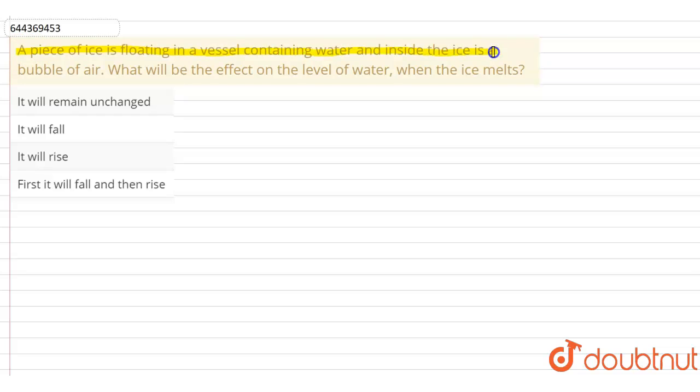Hello friends, our question is, a piece of ice is floating in a vessel containing water, and inside the ice is a bubble of air. Then what will be the effect on the level of water when the ice melts? So basically in this question we have to find the effect on the level of water when ice melts.